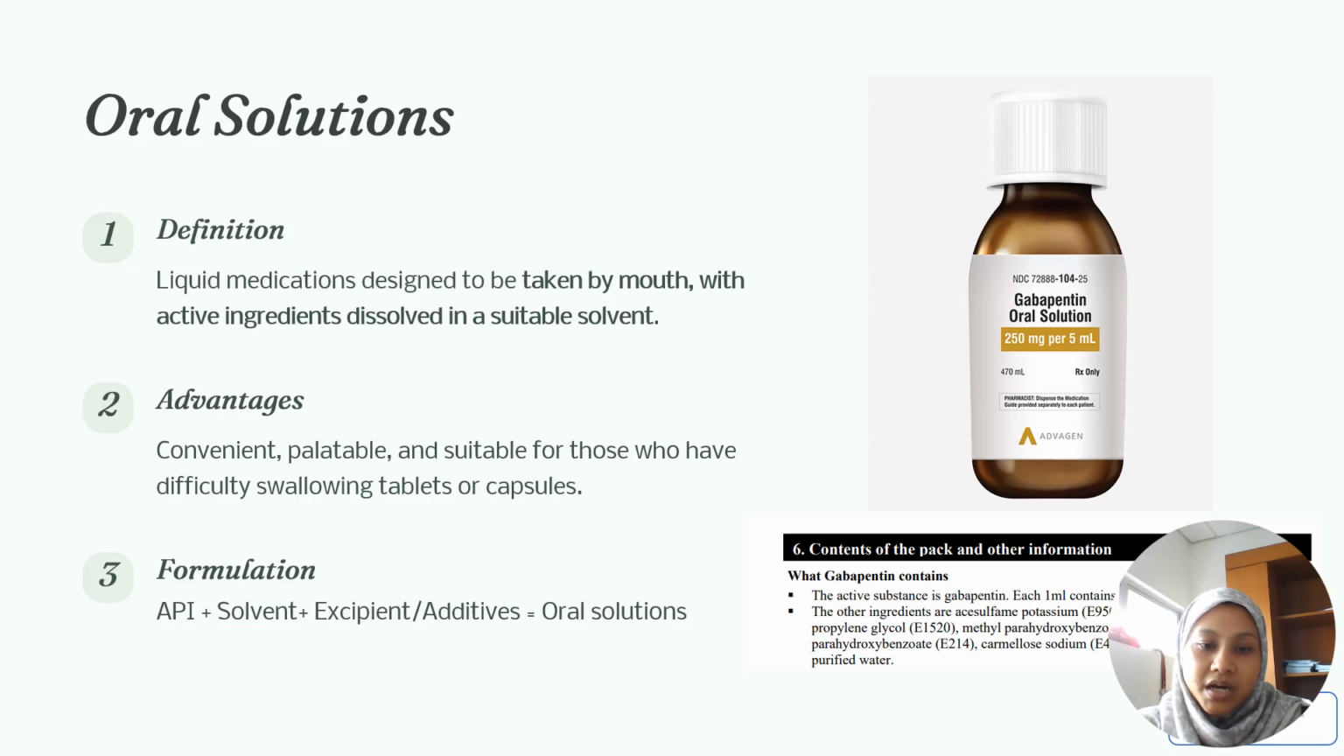We have the API, the active pharmaceutical ingredient. If you have never heard of API, basically it is the component of a pharmaceutical drug that produces the therapeutic effect. In simpler words, it is the drug responsible for giving the therapeutic action, the desirable pharmacological effect, to your body. We have the API and the solvent, and most of the time we add excipients or additives, and this makes an oral solution.